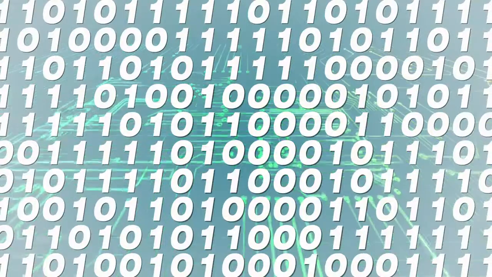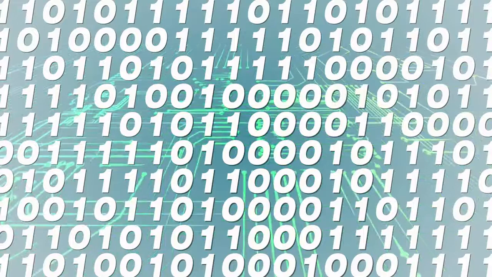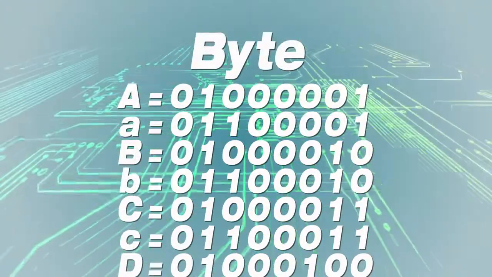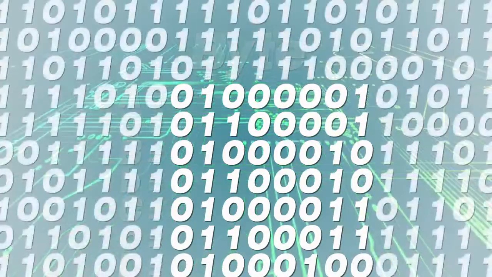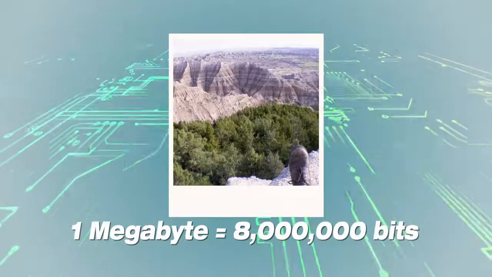But how can you get so much information out of just zeros and ones? Well, by putting lots of them together. For example, a letter is represented in 1 byte, or 8 bits, and your average photo takes up several megabytes, each of which is 8 million bits.